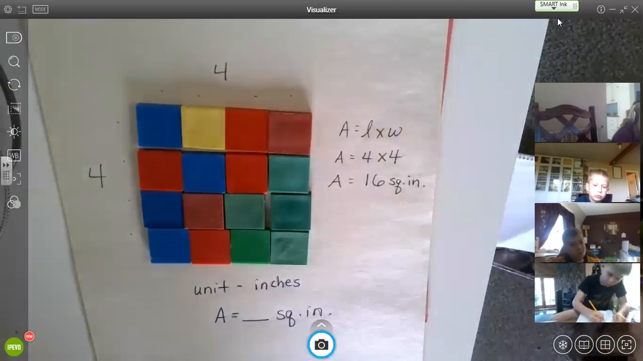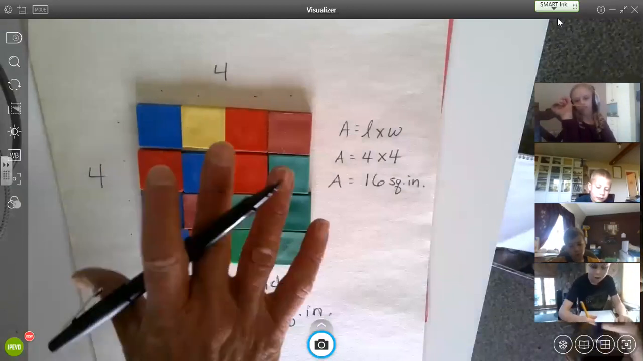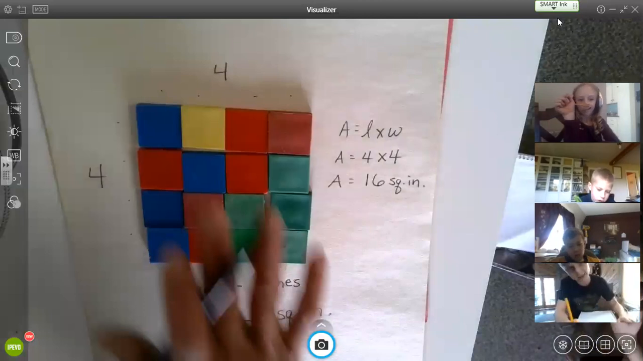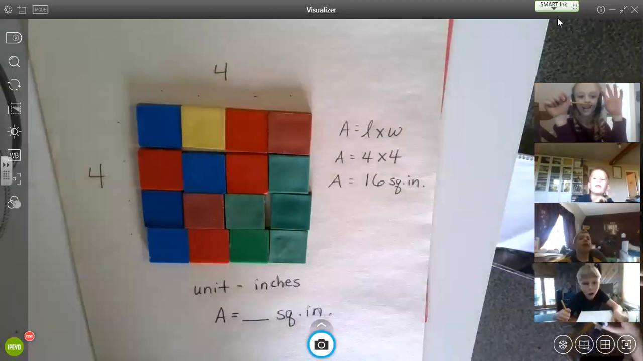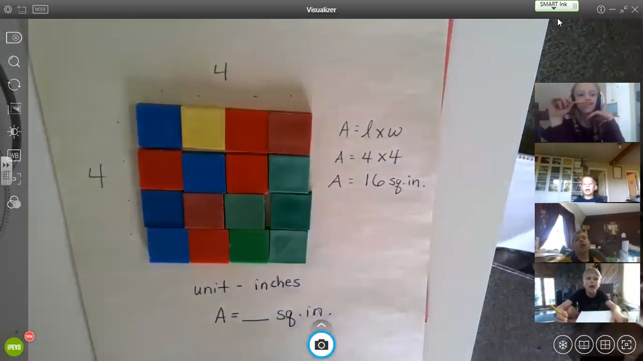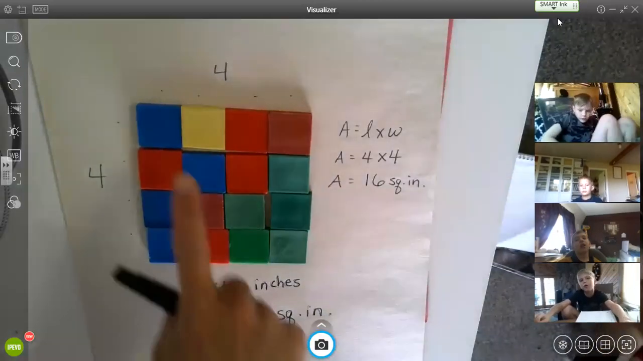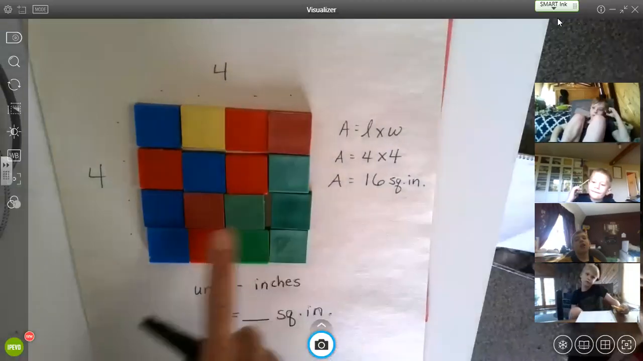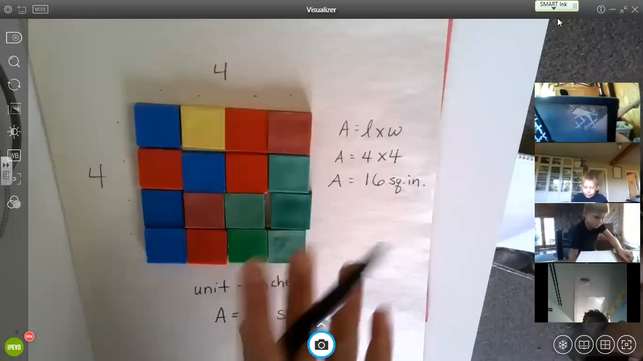How else, besides that, could I tell you how many of these square 1-inch tiles I need to cover this rectangle? Just count them, right? You could have counted. Did anybody in here count them? Good job. And how many of you did both to make sure your answer was right? 1, 2, 3, 4, 5, 6, 7, 8, 9, 10, 11, 12, 13, 14, 15, 16. Area is the space within.